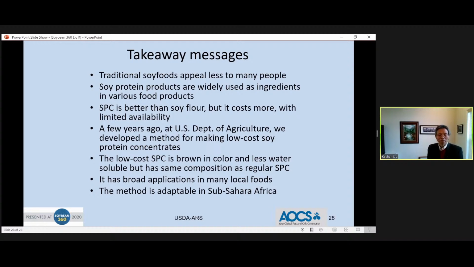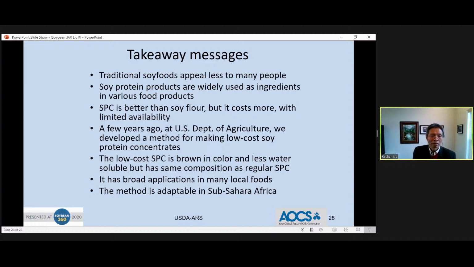So traditional soy foods appeal less to many people. Soy protein products are widely used as an ingredient in various food products. Soy protein concentrate is better than soy flour, but it costs more with limited availability.